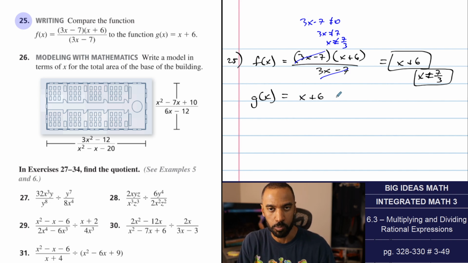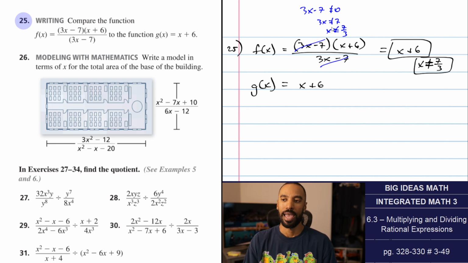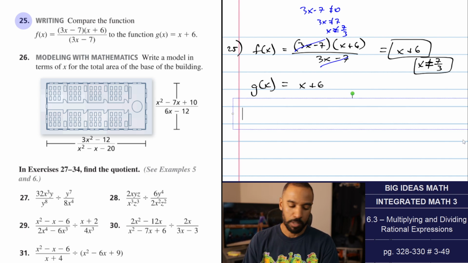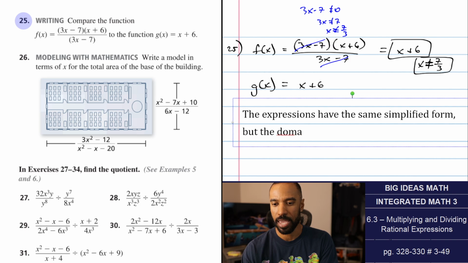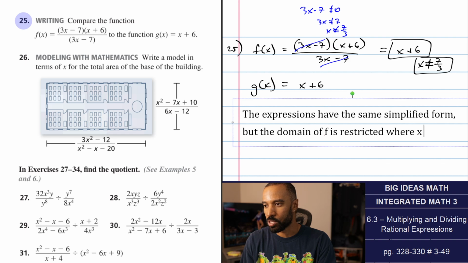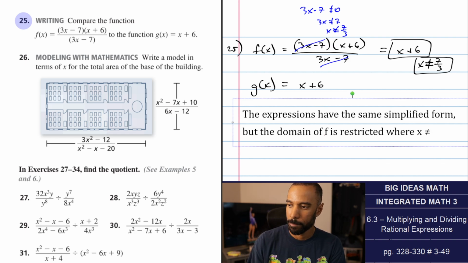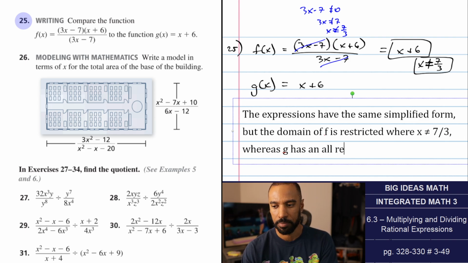These are equivalent simplified expressions, except f of x has a hole at x equals 7/3, because x can't equal 7/3 because of the original expression, and that's what matters. The expressions have the same simplified form, but the domain of f is restricted at x equals 7/3, where x can't equal... I have to find the symbol. x can't equal 7/3. Whereas g has an all real number domain.